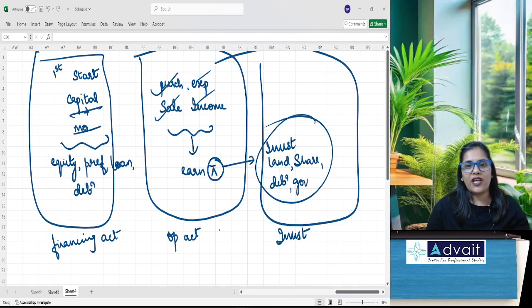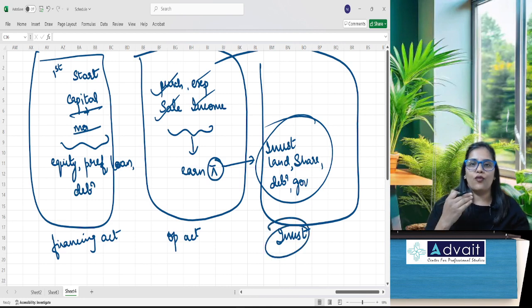Let's say on our shares, we got dividend. So that dividend will become an investing activity and it is an inflow. So you will add. Am I clear till here?